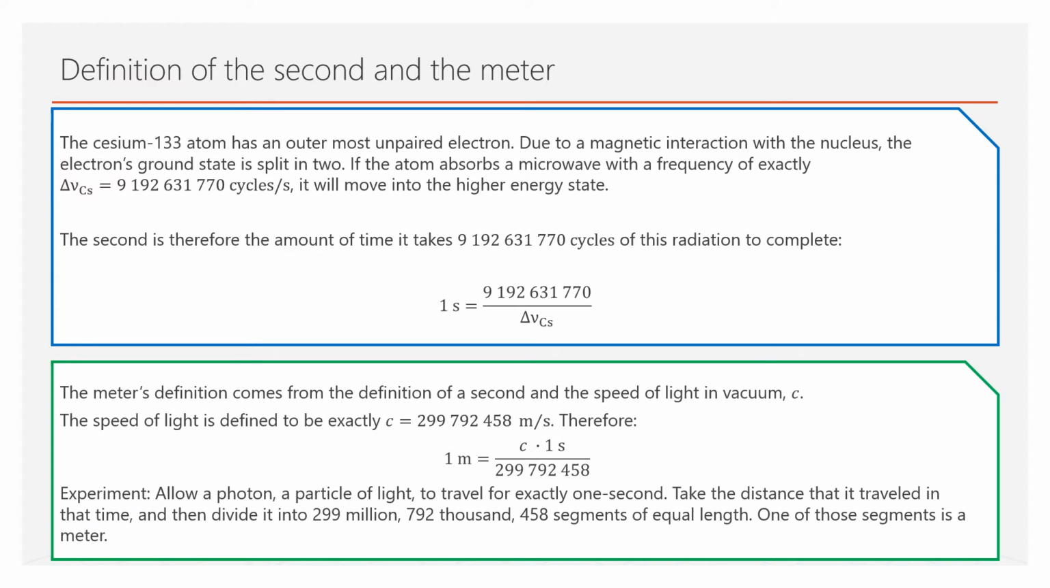You can allow a photon, which is a particle of light, to travel for exactly 1 second. Take the distance that it traveled in that time, and then divide it into 299,792,458 segments of equal length. One of those segments is a meter.